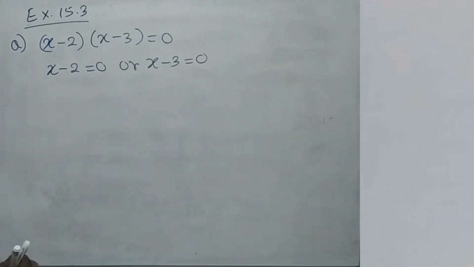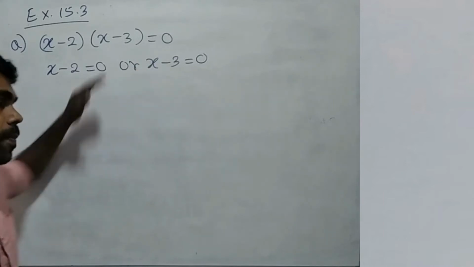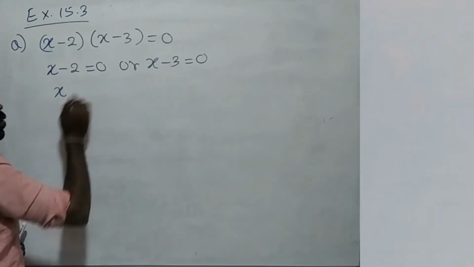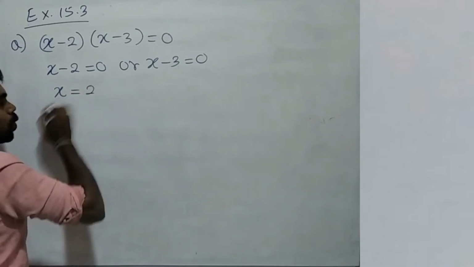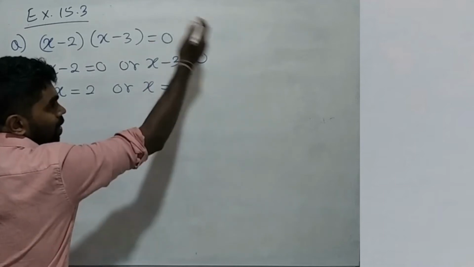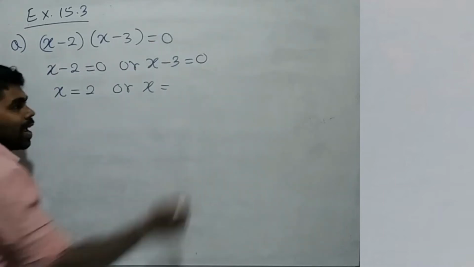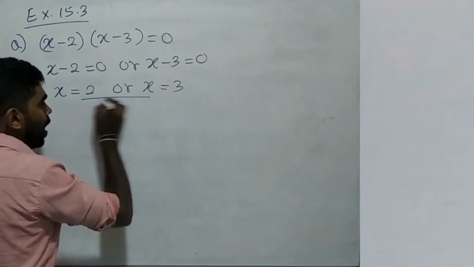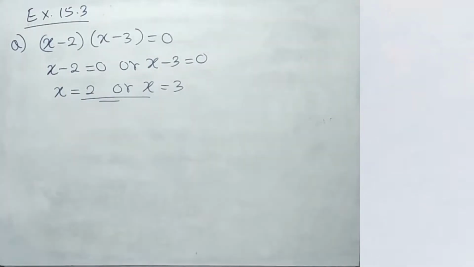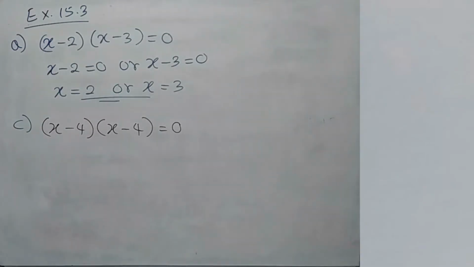Now we have to find the x value separately. x equals, we have to bring minus 2 to the right hand side, 2, or x equals, we have to bring minus 3 to the right hand side, 3. Then the answer is x equals 2 or x equals 3 for part A. Then part B, mark as homework. Part C, I will discuss.